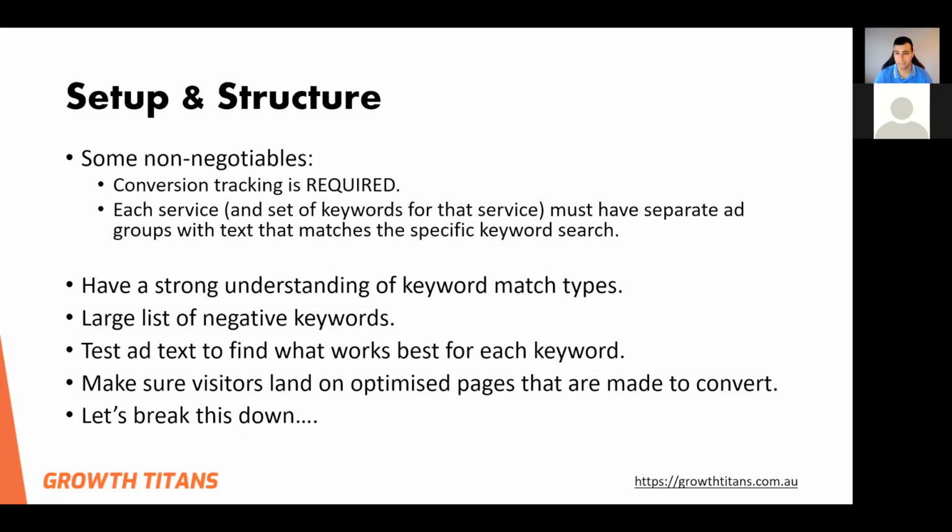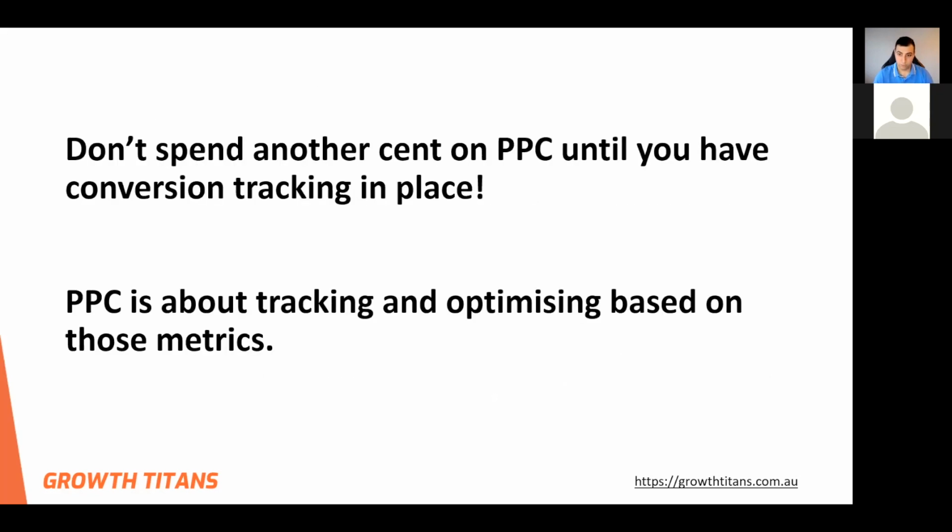So to break it down, step one, as I mentioned, is use the advanced editor. Step two is to make sure you're tracking conversions. Google needs to know when someone's converted to a phone call or a contact form request. And don't spend another cent on pay-per-click until you have conversion tracking set up. Pay-per-click is about tracking what's working and optimizing your ads based on that. And the number one piece of information that everyone needs to know is what has converted into something that's going to turn into money. Basically a customer contacting you for your services.